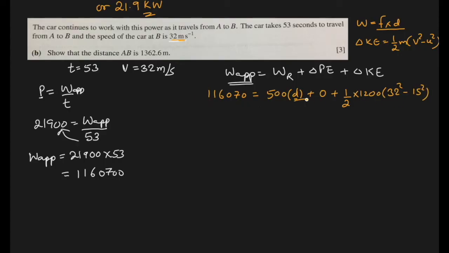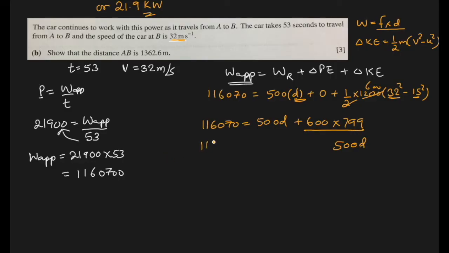Everything is known except for the distance. So 1,160,700 equal to 500 d plus. Half times 1200 is 600. 1024 minus 225 will be 799. Oh, sorry, it is not plus, it's multiplying. This 600 will multiply with this, so 799. So let's keep 500d here and bring this whole thing to the right side.